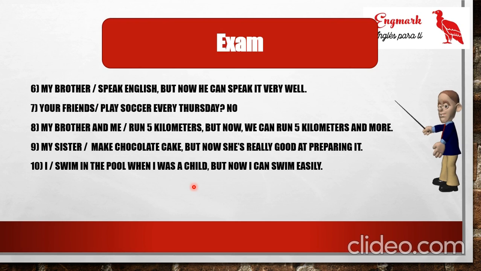Some exercises. My brother speaks English, but now he can speak it very well. Your friends play soccer every Thursday. So here we have a short negative answer. My brother and me run 5 kilometers, but now we can run 5 kilometers and more. My sister makes chocolate cake, but now she's really good at preparing it. I swim in the pool when I was a child, but now I can swim easily. So stop the video for 2 minutes and then you can check your answers out.